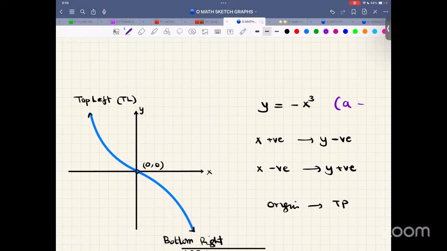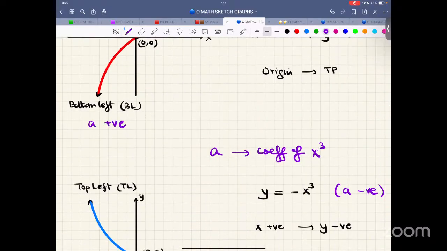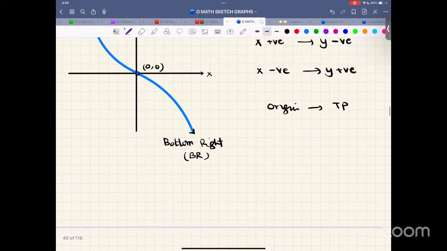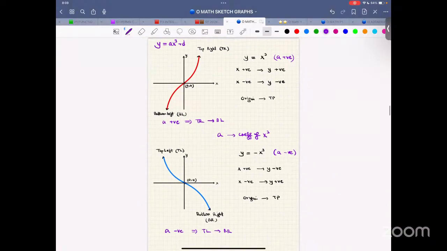Over here, a is negative. A is the coefficient of x cubed. If the coefficient of x cubed is positive, then it's top right till bottom left. If the coefficient of x cubed is negative, this is top left till bottom right. Have a good look at it. Okay. So now that's how this thing is drawn. Take a screenshot if you want to. And those people who are in my WhatsApp group, of course, they can also receive the PDF.